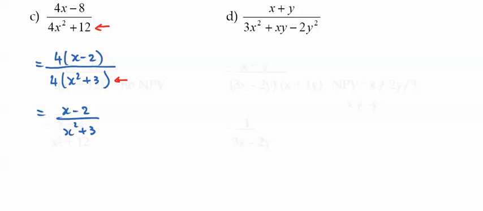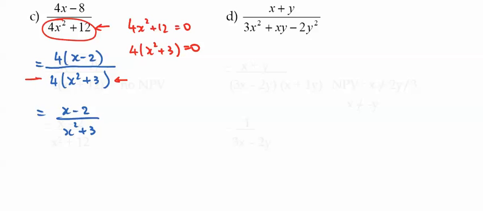4x squared plus 12 at the beginning. If you were to start from here and try to identify the non-permissible value at this point, you will still need to factor your 4, which is basically what you see from here. So why not simply identify the non-permissible value at this second step? 4 times something will give us a 0.